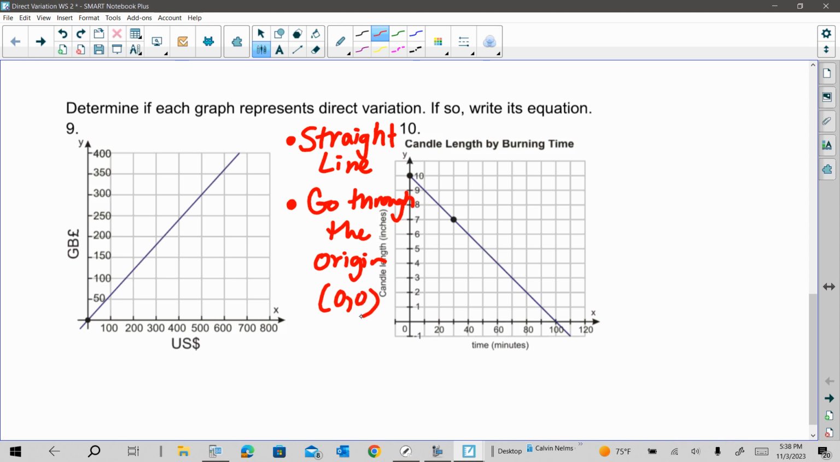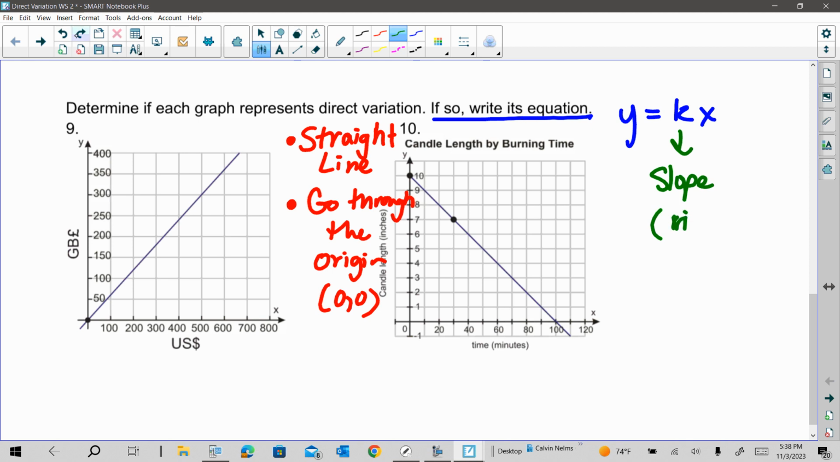Okay, so check that the line goes through (0, 0). Now, it says if it is a direct variation, write the equation. To write the equation, because the equation is y equals kx, you have to remember your k is your slope. And that basically means you're looking for the rise.